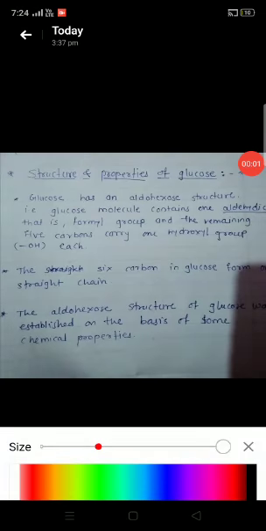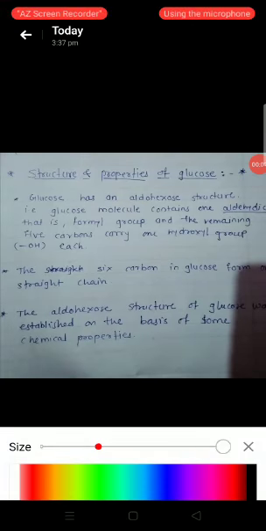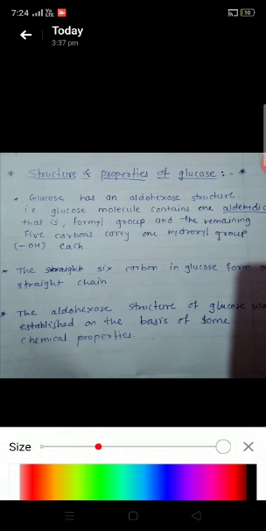Hello student, today we are going to discuss the structure of glucose and its properties.